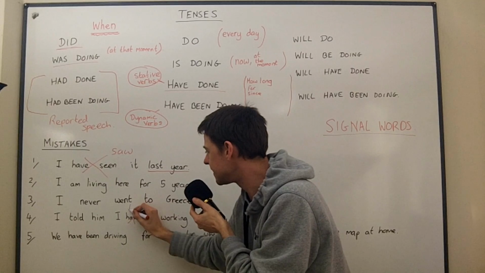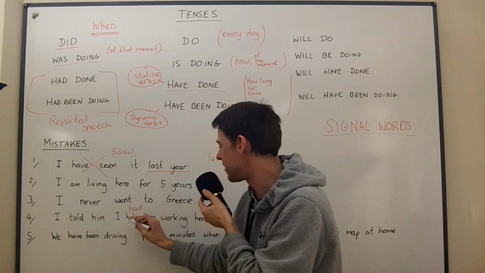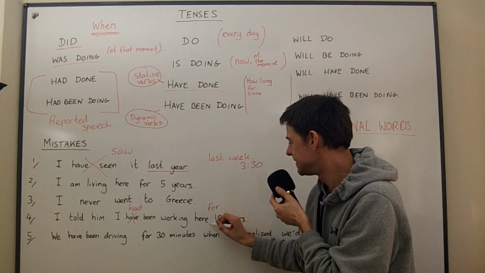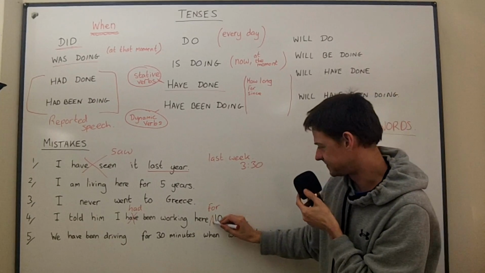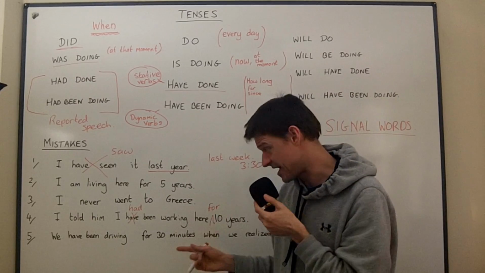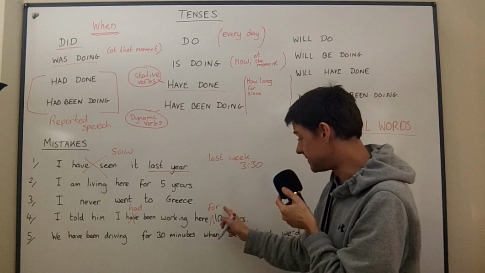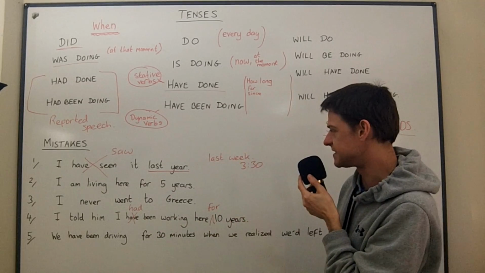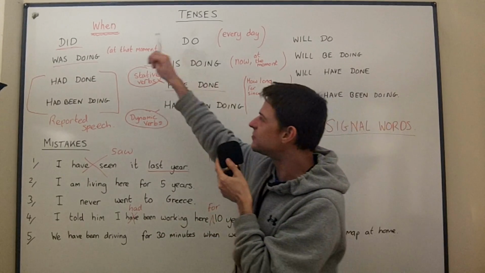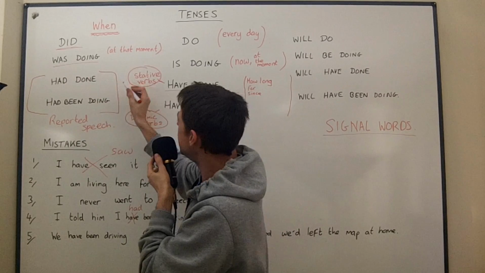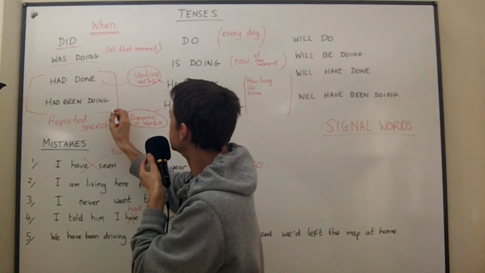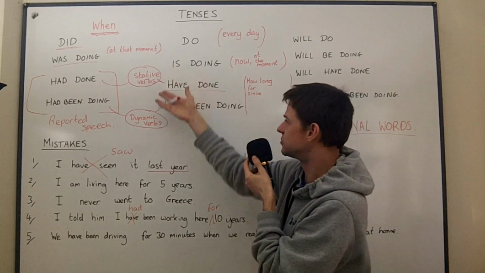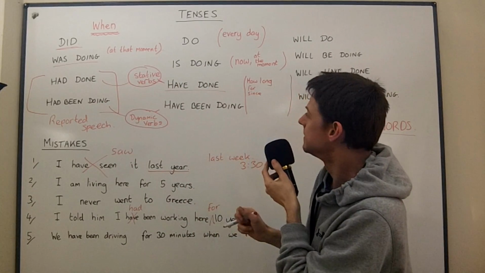So the only mistake here is with "I told him I had been working here for," look, I've forgotten the "for" 10 years. I think in speech we very often leave out the "for." But it's there, and it should be there. So: I told him I had been working here for 10 years. That's when we use these two. But again, it's state verbs for "had done," and it's dynamic verbs for "had been doing." So exactly the same logic there for those two.